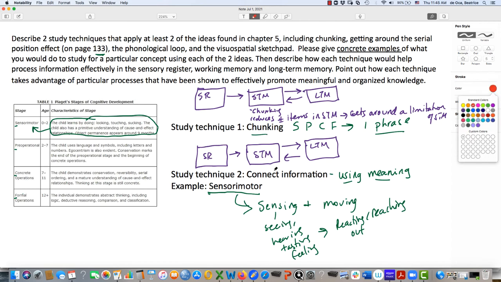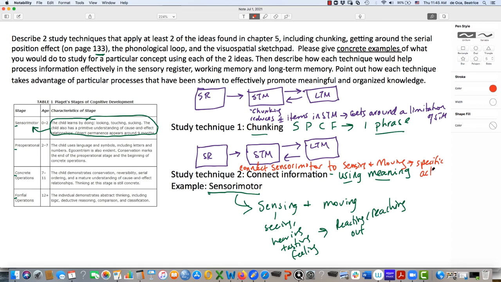in short-term memory, I am connecting these concepts. So I am connecting the word sensory motor to sensing and moving, and then sensing and moving is connected to the specific actions described, the seeing, hearing, tasting, and feeling, and so on. So when I think of sensory motor in short-term memory, I can retrieve in long-term memory a whole bunch of stuff that's connected to that item.